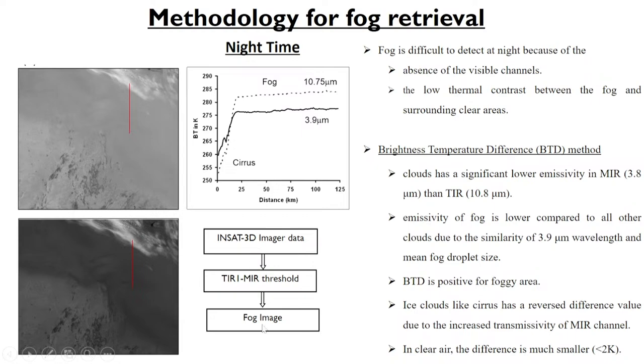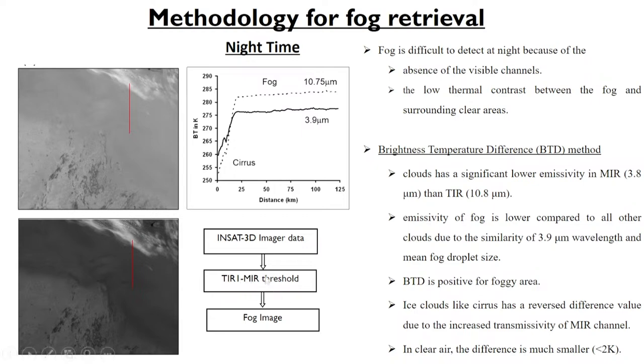So if you see, the methodology during the night time is more straightforward. It has only one major step, that is the difference of the thermal channel and mid-IR channel, and we'll say whenever this difference is more than 2 Kelvin, that is the foggy area. Okay, so one thing is, the same methodology cannot be used during the daytime.